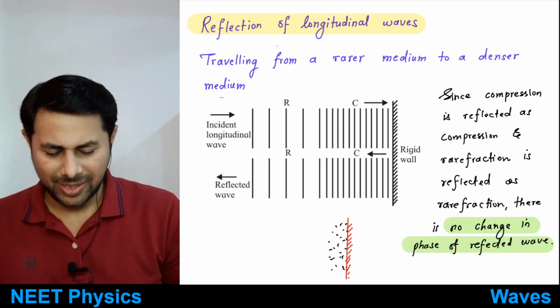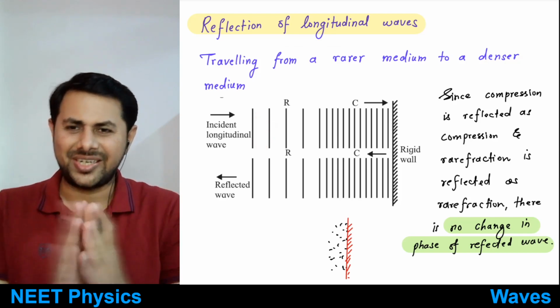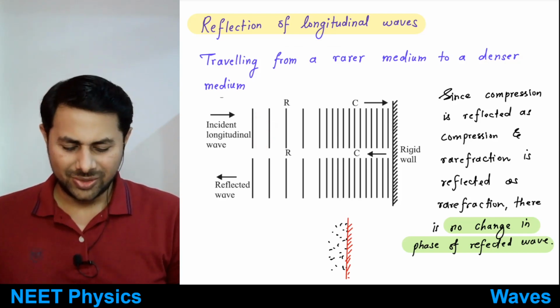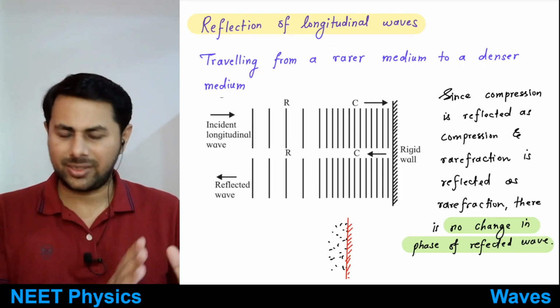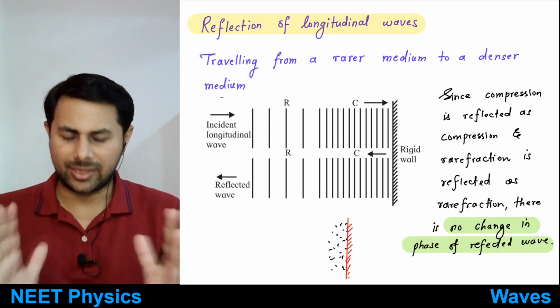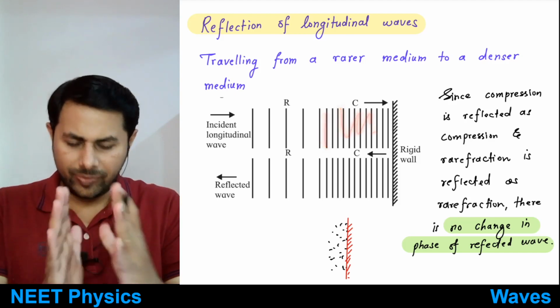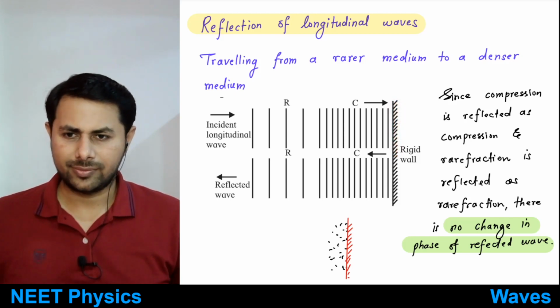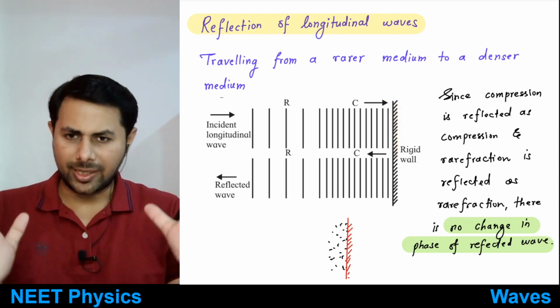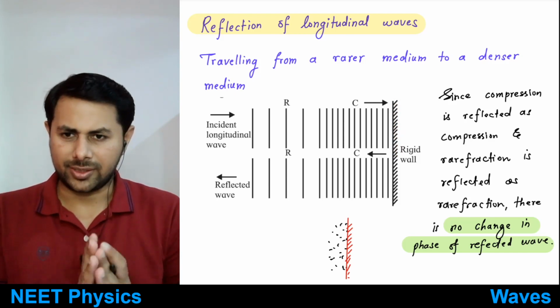So see, reflection of longitudinal waves. So here the medium would be divided into compressions and rarefactions, right? So now consider a longitudinal wave moving from a rarer to a denser medium. So there would be compressions and rarefactions. Suppose a compression in this wave hits this denser medium. So what will happen? So what is compression? The particles are coming close to each other, right? Okay, particles are coming close to each other.